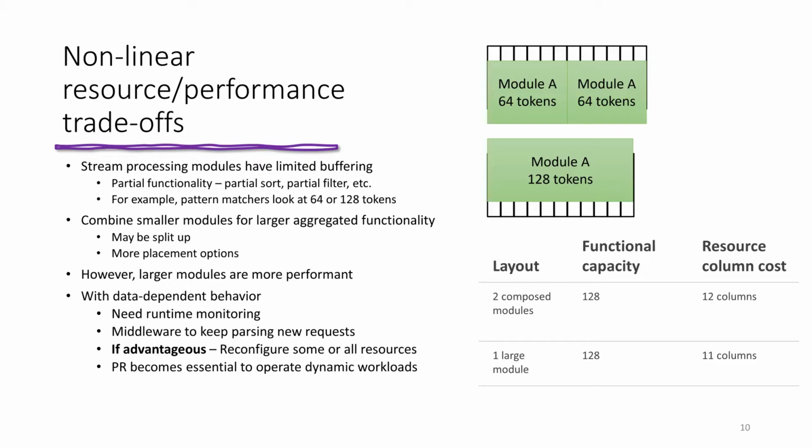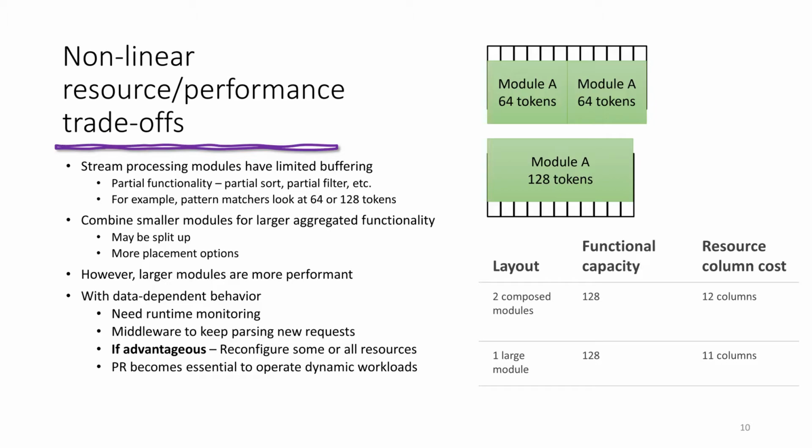For example, sorting is a blocking operation and needs to see all of the input values before being able to output any values. Therefore, in a streaming pipeline, partial sort is used to sort smaller sequences which can be later merged. Stream processing, however, allows us to combine multiple modules to have a larger functional capacity. In our example, sort larger sequences. So multiple smaller modules can be split up and are easier to place. But on the other hand, we see that larger modules offer better functional capacity while taking fewer resources.